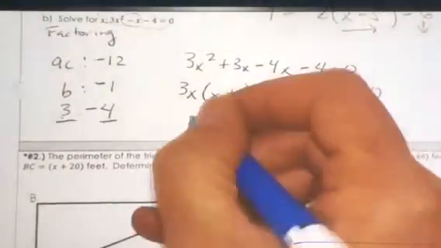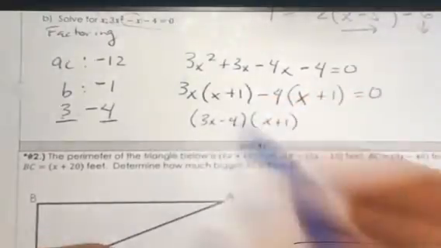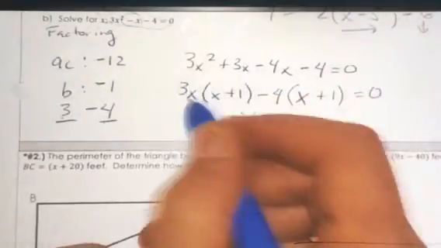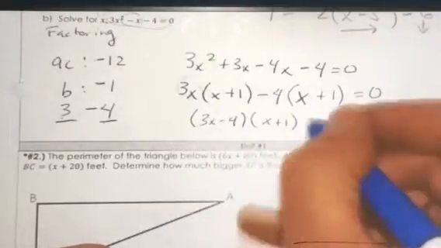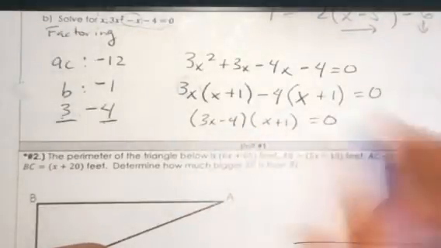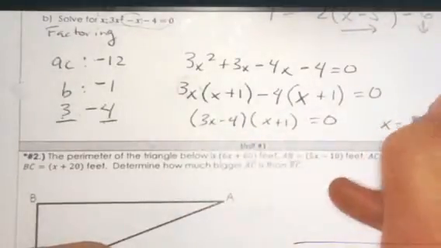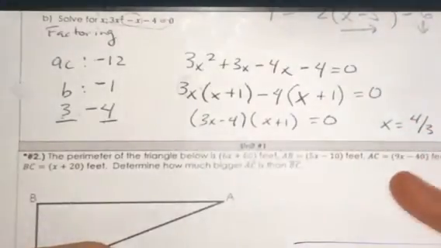So now we have our two factors, (3x minus 4) and (x plus 1). 3x minus 4 coming from the outside, x plus 1 coming from the inside. This equals 0. Set each factor equal to 0 and solve. And when we do that, we get x equals 4/3 and x equals negative 1.